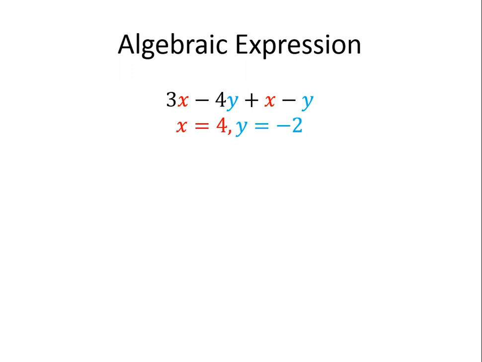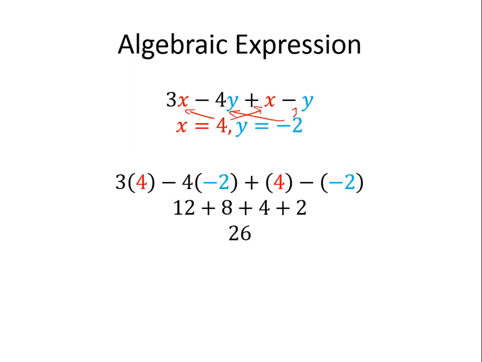Okay, so now solving an algebraic expression. An algebraic expression looks like an equation, but there's no equal sign. What we have here is 3x minus 4y plus x minus y, and we know what x and y are. X is 4, y is negative 2. So wherever there's an x, we're going to plug in a 4, and wherever there's a y, we're going to plug in a negative 2. Then from there, we're going to simplify it.